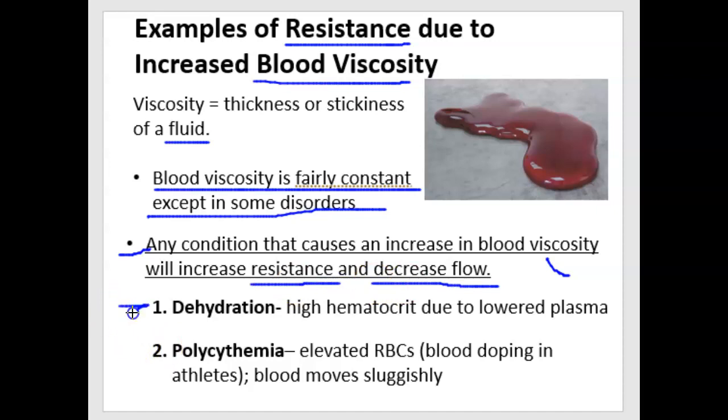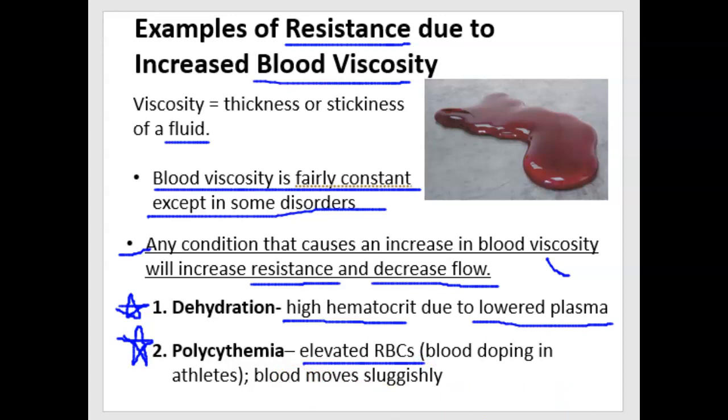One example is dehydration. In dehydration, we'll have a high hematocrit due to the lower amount of plasma. So that means there's more cells per volume of blood, and so it's thicker. The blood is thicker. Another example is polycythemia. In this case, it's a disorder where we have elevated red blood cells and the blood moves sluggishly.